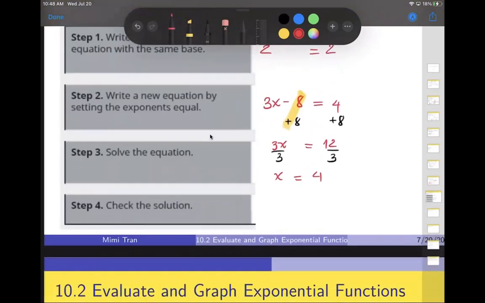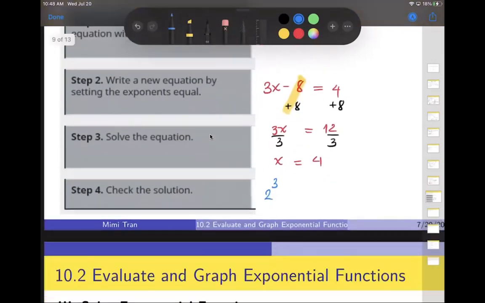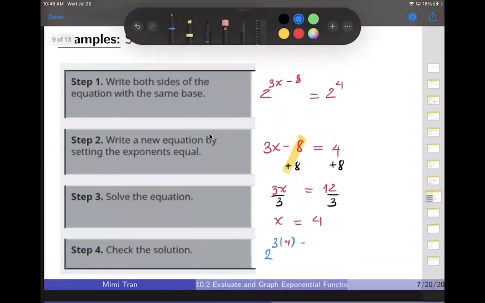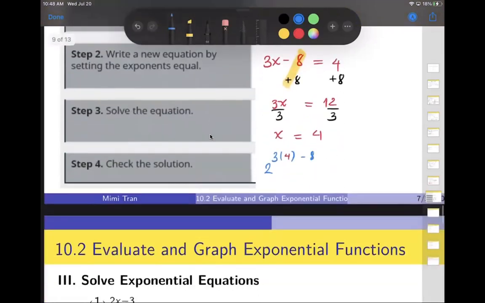And now you check. Let's check. I'll check in blue. 2 to the 3x, x is 4, plus, is it plus or minus? Minus 8, is it equal to 16? Well, 3 times 4 is 12. 12 minus 8 is 4. So 2 to the 4 is indeed equal to 16. So check. You can check this with your calculator.